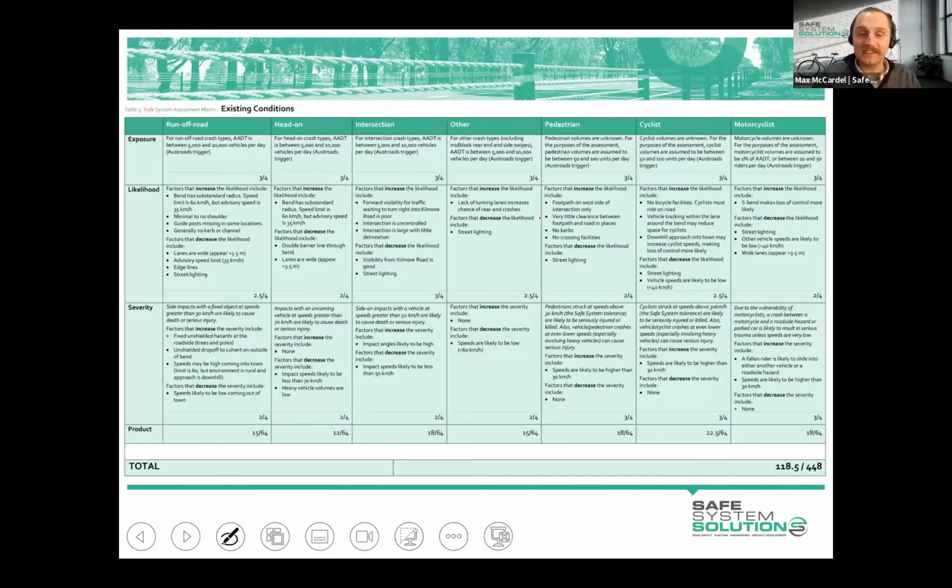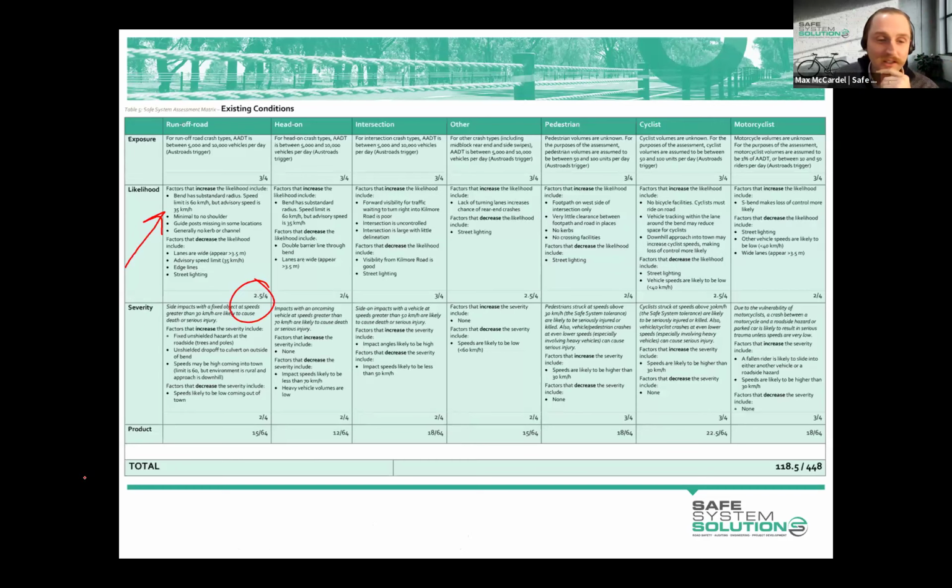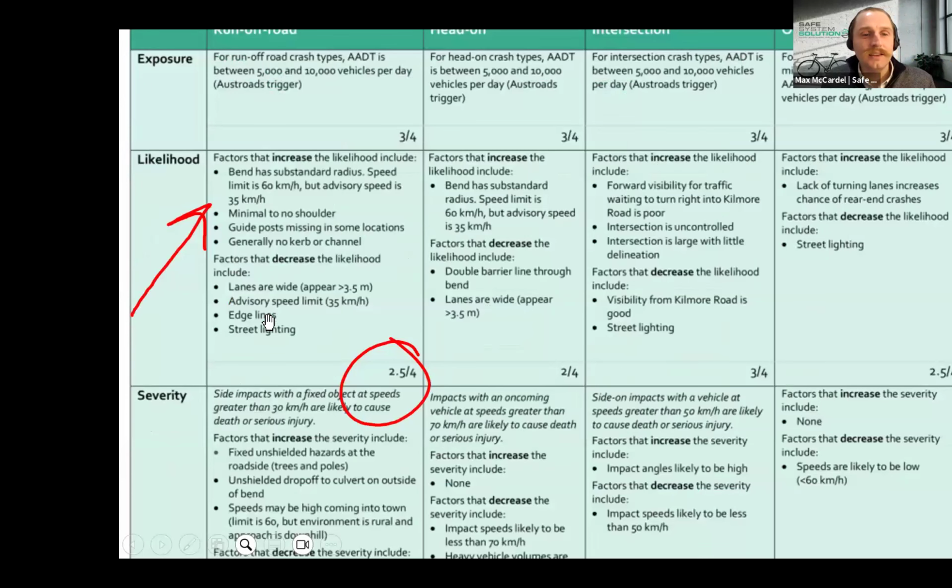So the Safe System Assessment team completed an existing conditions SSA matrix, which is what you're looking at here. You don't just get to put the score in and say, beautiful, job's done. You have to explain how you got to that score. So factors that increased the likelihood for a run-off road crash. I'll zoom in because it's a pretty small thing.